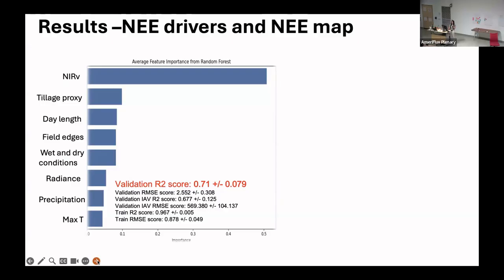Some of the results: I'm going to show you the drivers of NEE maps across the Midwest. This is the indices for that. The validation R-square value is 0.71. I think for NEE mapping that is pretty good already, even without using AI here. Generally the indices include vegetation proxies, agriculture management proxies, and some climate variables. What is different compared to other NEE upscaling is some unique agricultural characteristics that we can characterize with remotely sensed data.